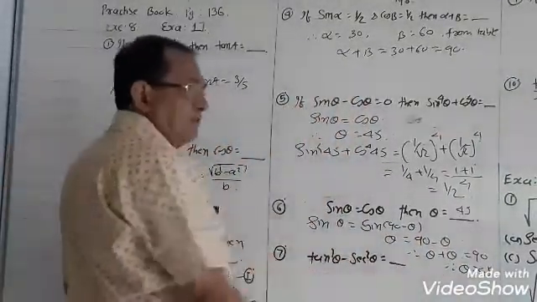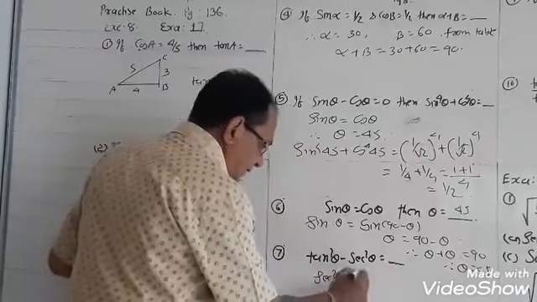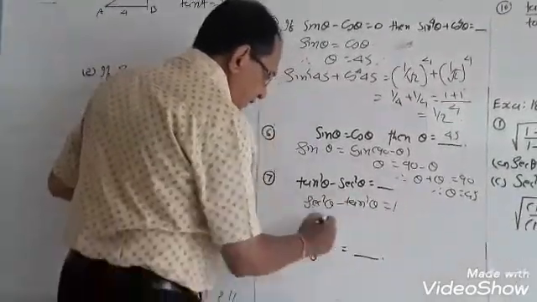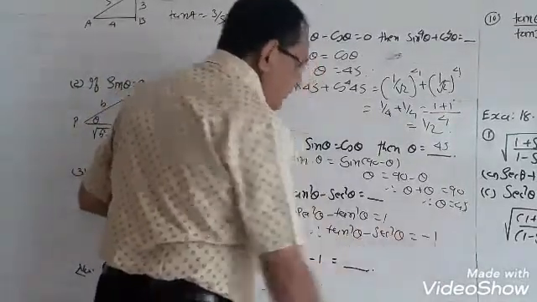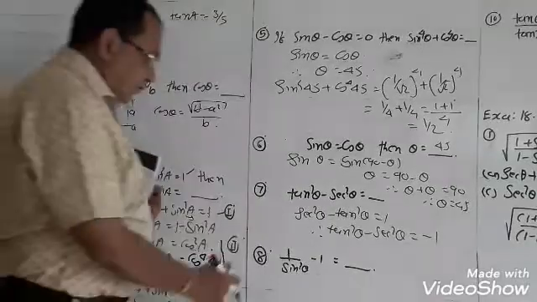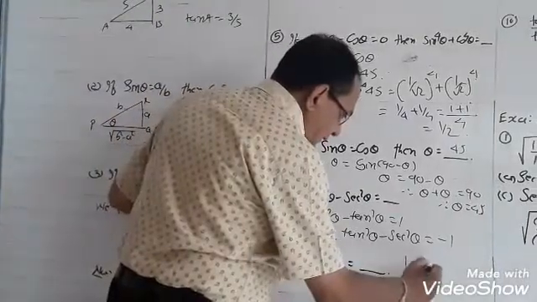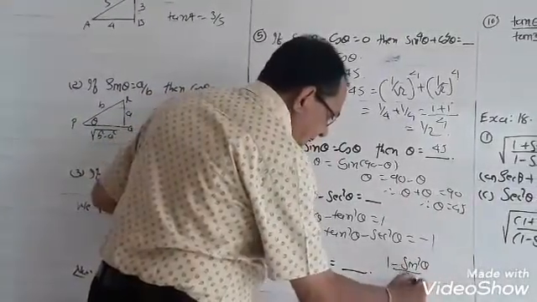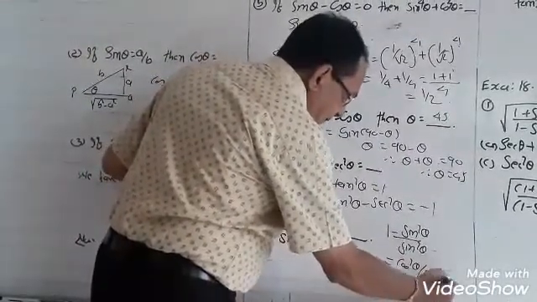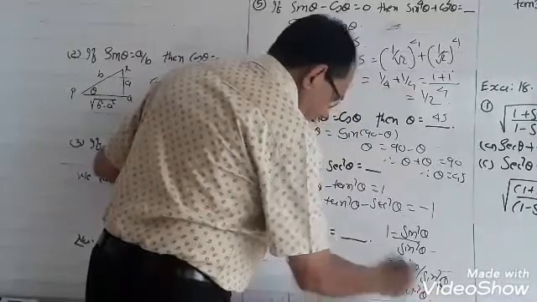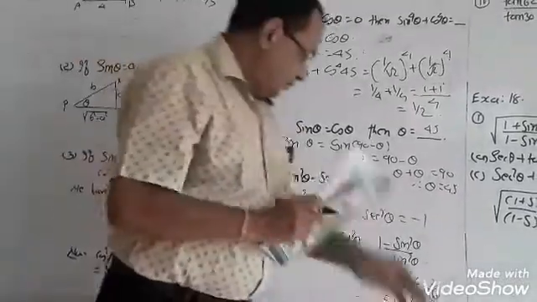Tan square theta minus sec square theta is equal to -1. Why? Sec square theta minus tan square theta is equal to 1. Therefore tan square theta minus sec square theta, changing the sign on both the sides, is equal to -1. Then 1 minus sin square theta minus 1, taking LCM sin square theta: sin square theta minus cos square theta upon sin square theta is equal to cot square theta. Get it? Okay.